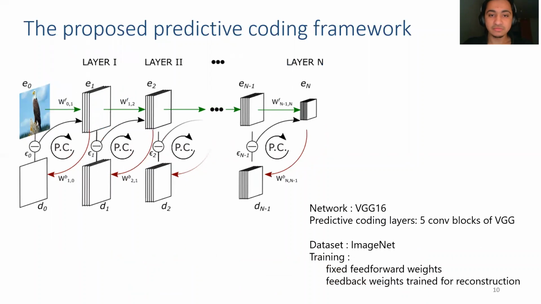For our experiments, we use a pre-trained VGG16 as the feed-forward network. We select 5 layers from the network and treat them as encoding layers as per our equation. Since we want to use the feed-forward VGG as a baseline for comparison, we fix the feed-forward weights and only train the feedback weights for the reconstruction objective right after the first feed-forward pass.